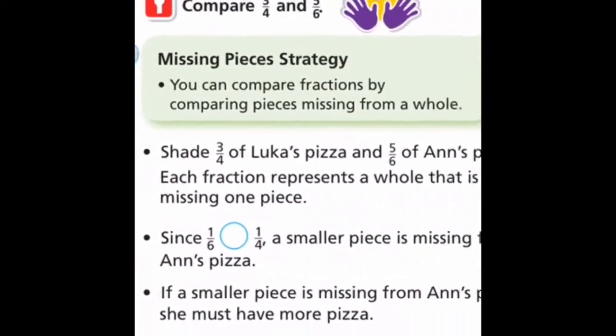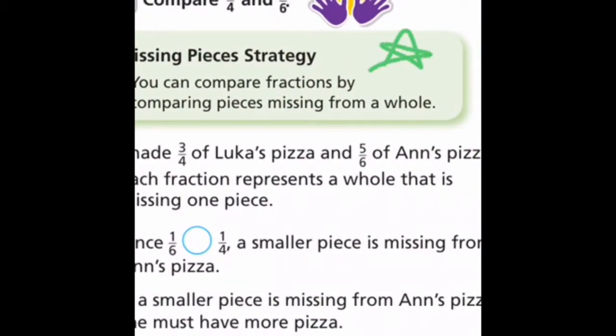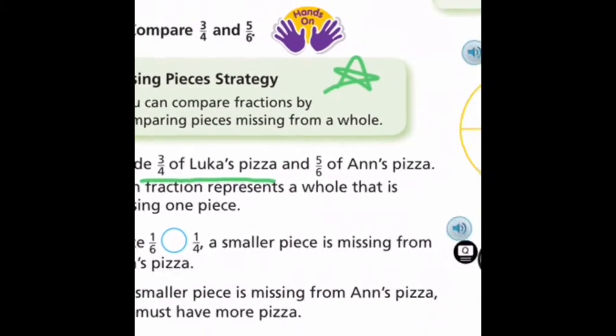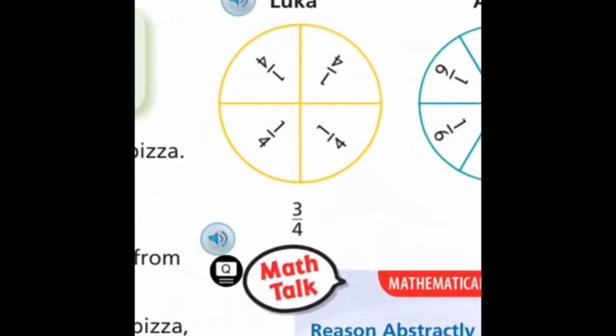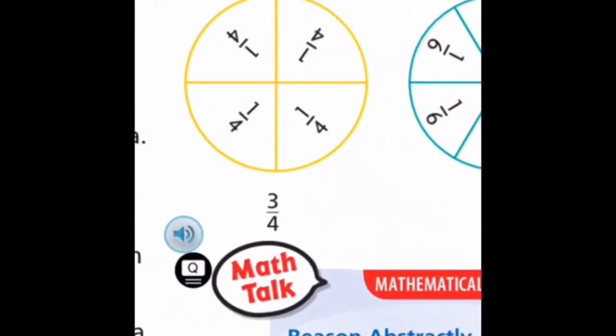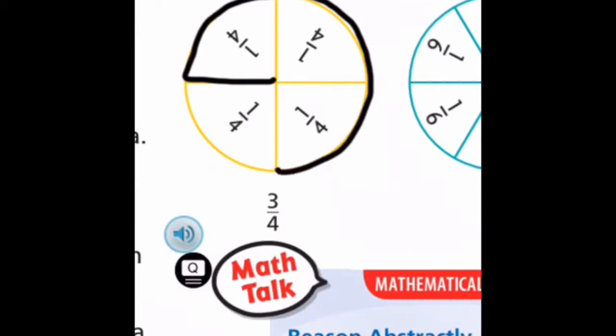Missing pieces strategy. It says you can compare fractions by comparing pieces missing from the whole. So we've been looking at the number of slices or pieces that are there. This strategy is looking at which ones are missing. So first thing we're going to do is shade 3/4 of Luca's pizza, because that's how much of his cheese pizza he had. So we'll go all the way around and do 3 of them.